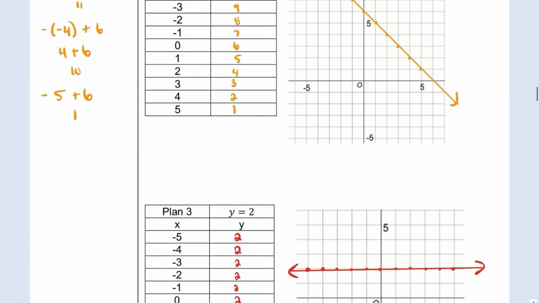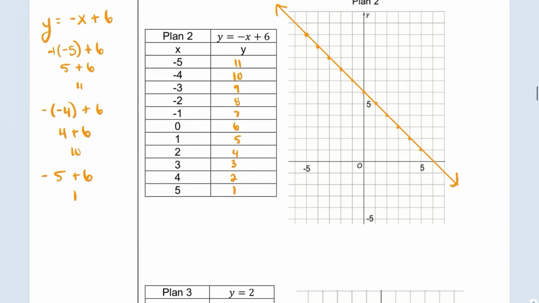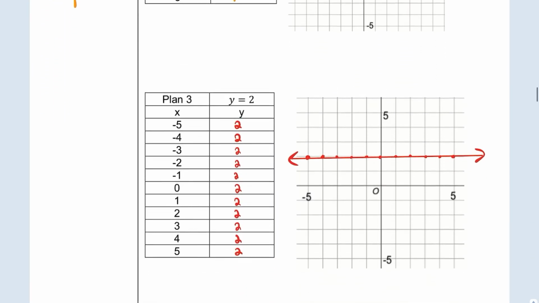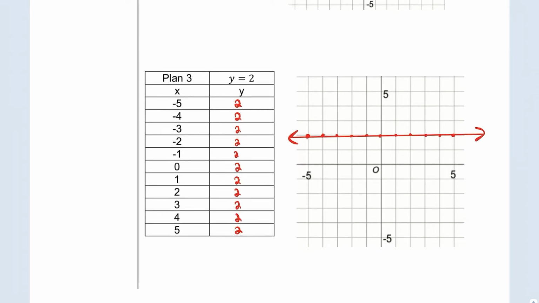All right, folks, so hopefully you finished your plan 2 and plan 3. Here are my tables and my graphs. So plan 2 looks like this. It's here in orange. Okay, and then plan 3 looks a little, it's probably a little tricky for you guys.